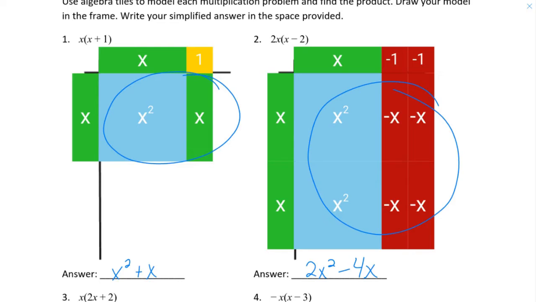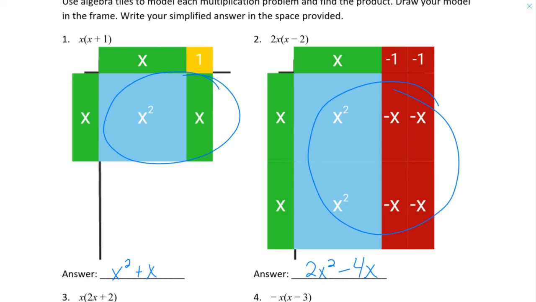And if you were to go back to what we did last class and distribute and multiply through, you would see that x times x is x squared, x times 1 is x, and you're going to get that same expression down here. And over here, 2x times x gives you 2x squared. 2x times negative 2 would be negative 4x. So you can use both methods to double check that you're doing it correctly.